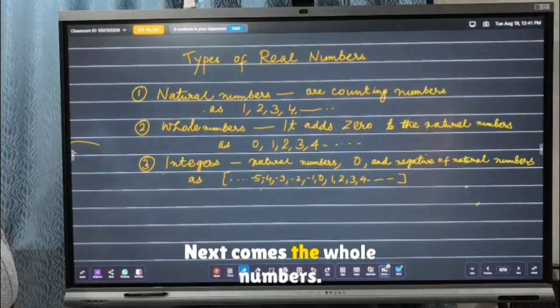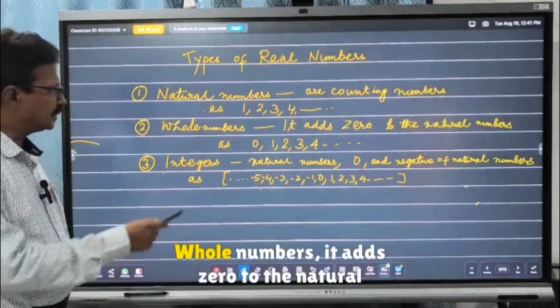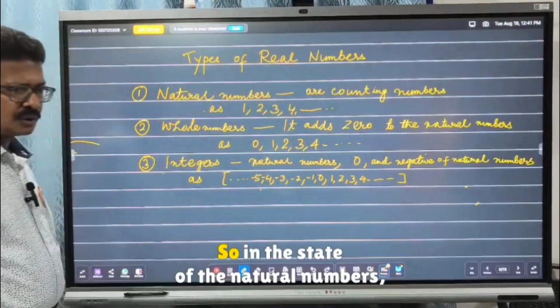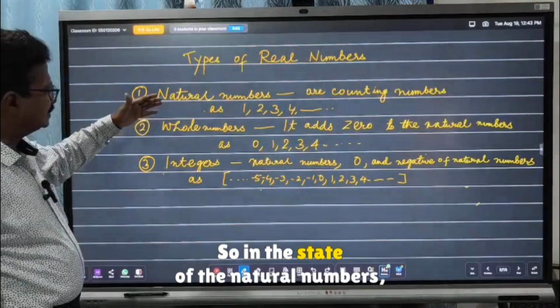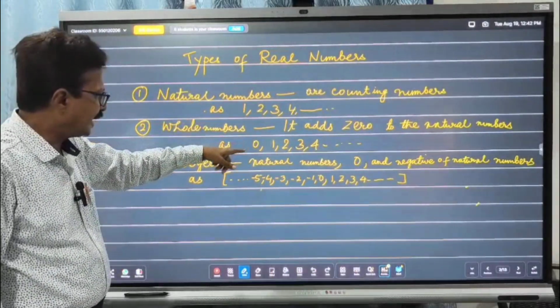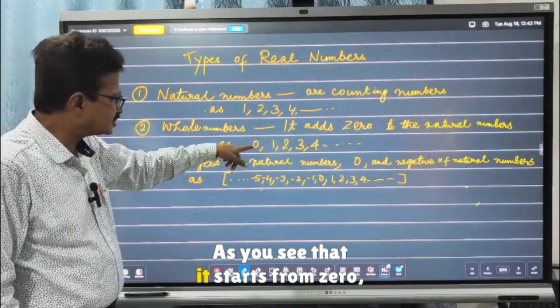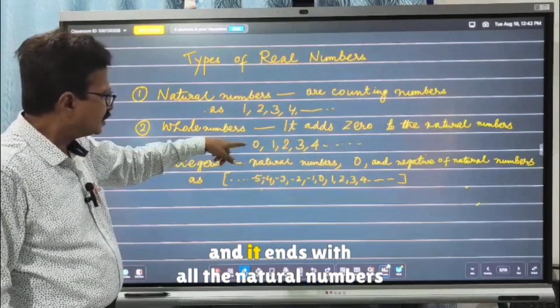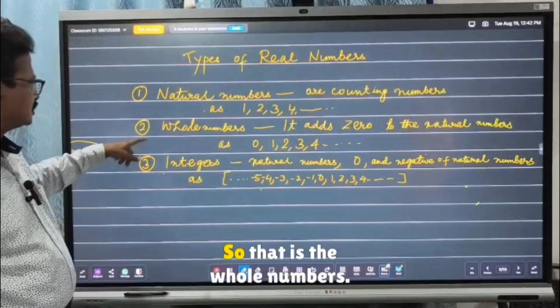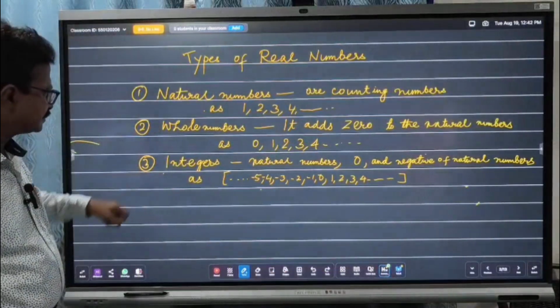Next comes the whole numbers. Whole numbers add 0 to the natural numbers. So in the set of the natural numbers, one 0 has come. As you see, it starts from 0 and it ends with all the natural numbers in the set. So that is the whole numbers.